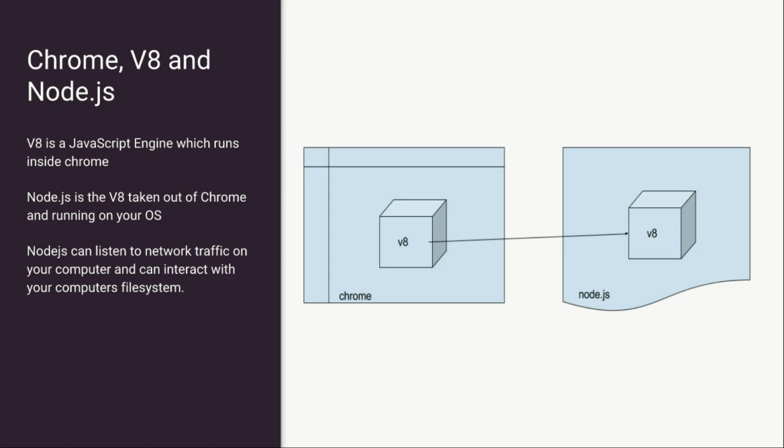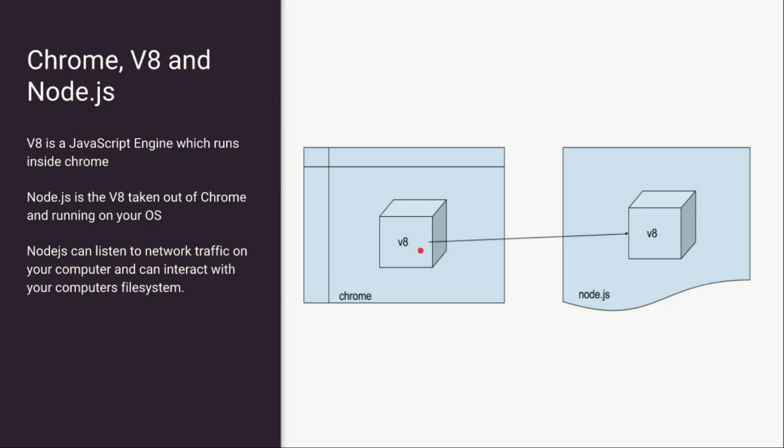Now, you might have heard me saying V8, Chrome and Node.js. And what exactly is the relation between these three things? See, the thing is, Chrome uses this JavaScript engine which parses your JavaScript and executes that JavaScript inside Chrome, and that engine is known as V8.